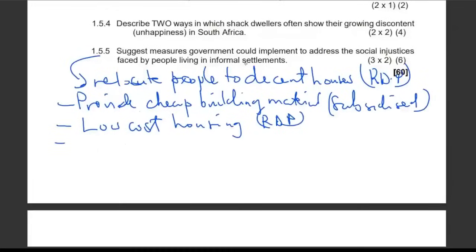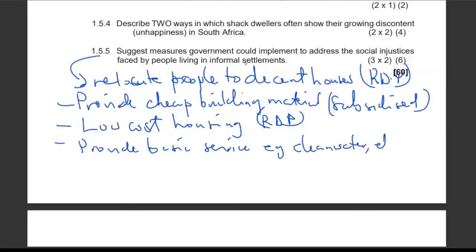And also the other problem, we can say provide basic services to the people. What's the problem? They lack basic services. So providing the basic services to the people, e.g. clean water, electricity, basic sanitation. It will improve the way of life of people because they live in unsanitary conditions, in unhygienic conditions. If the government tries to provide, then it can be better for the people.